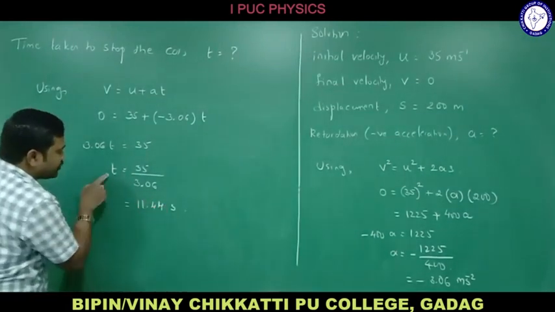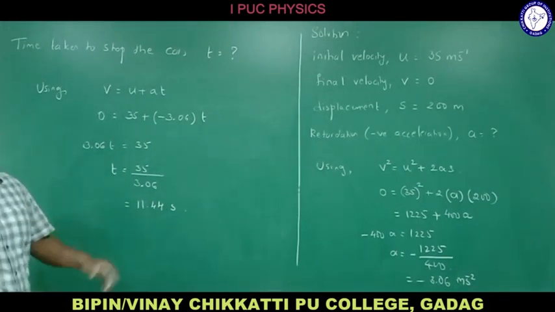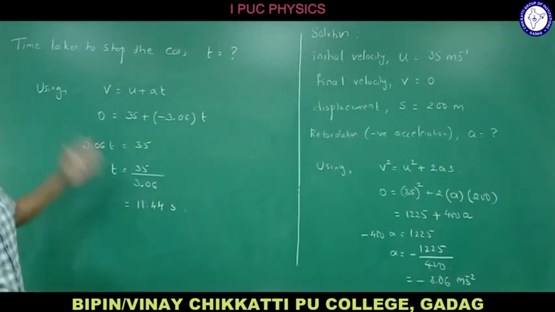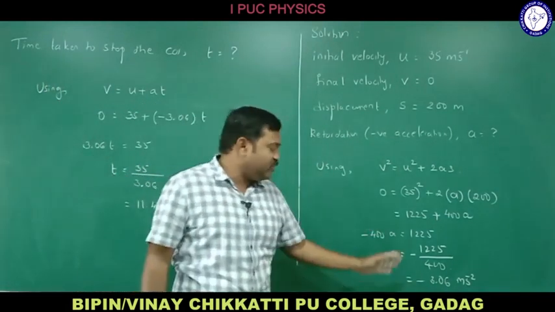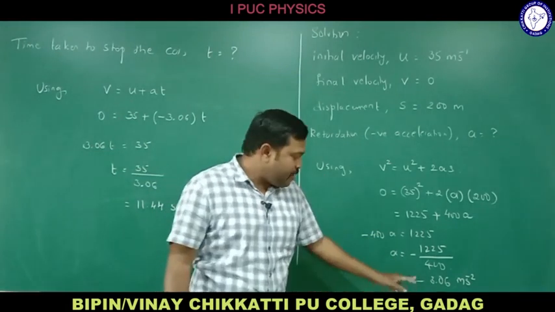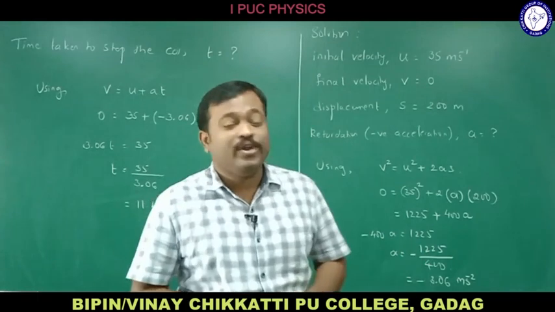11.44, and SI unit of time is second. Means after 11.44 seconds, car stops. Right? So this is the time taken by the car to stop after the retardation, right? After negative acceleration of minus 3.06 meter per second square. So this is how we need to solve the problem.